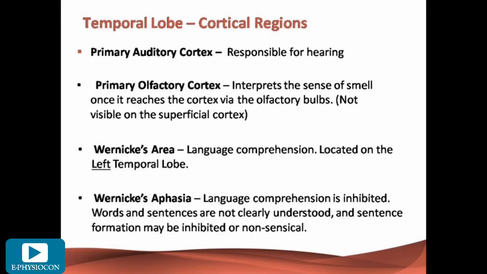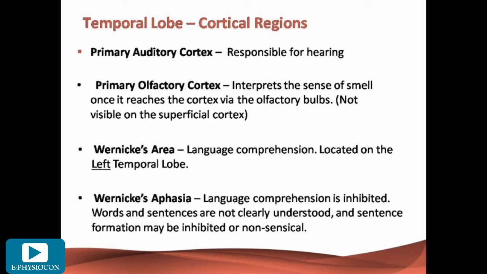Now, what are the cortical regions of the temporal lobe? Number one is the primary auditory cortex. This cortex is responsible for hearing. Second is the primary olfactory cortex. It interprets the sense of smell once it reaches the cortex via the olfactory bulb. The primary olfactory cortex is not visible on the superficial cortex.